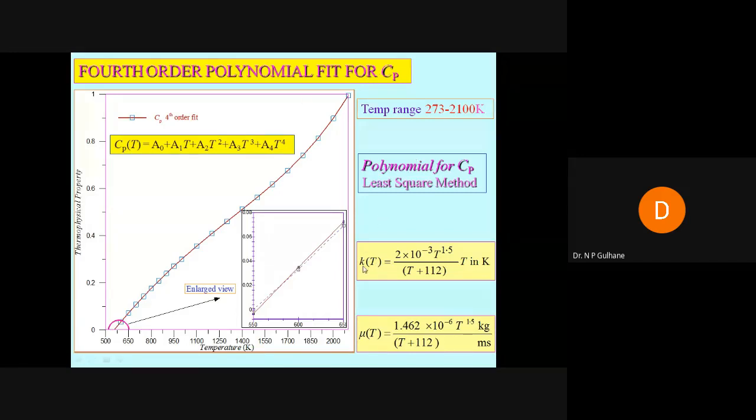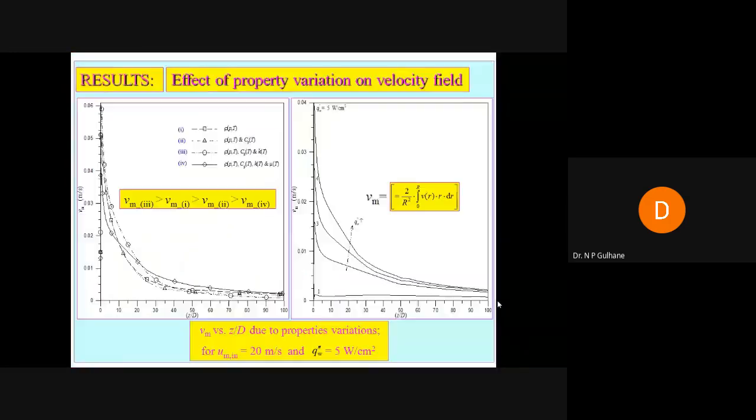So we have the temperature variation of K with respect to this equation, and the viscosity dependence on temperature is given by this equation, the Sutherland law. Okay.